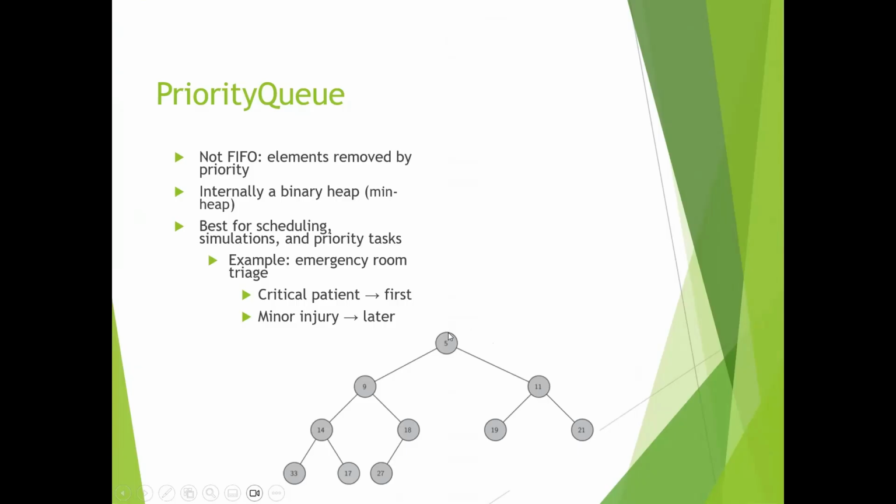Okay, back to the task at hand. So priority queues are best for scheduling simulations and priority tasks. So a good example is emergency room triage. So in emergency room triage, you take care of the most critical patients first, and then the ones with less severe injuries later.